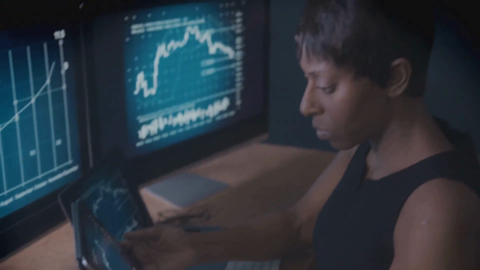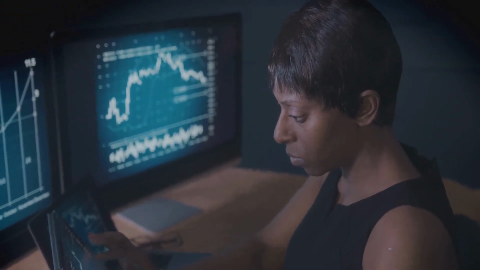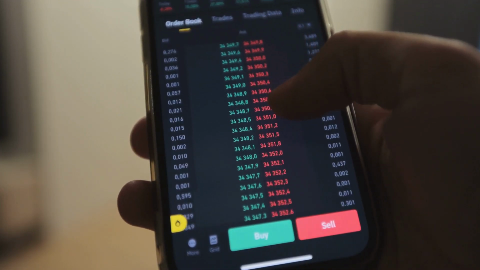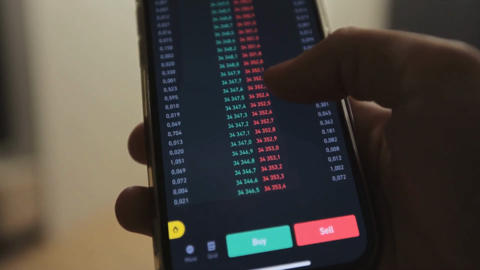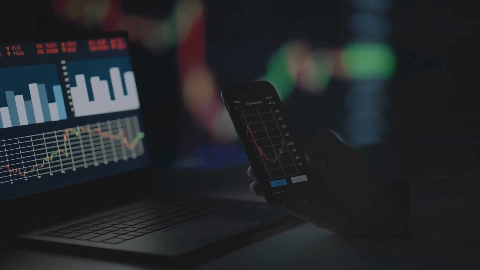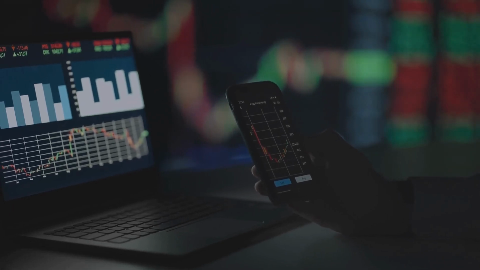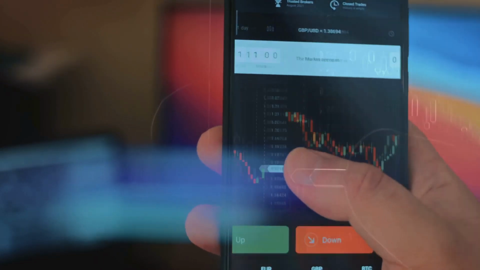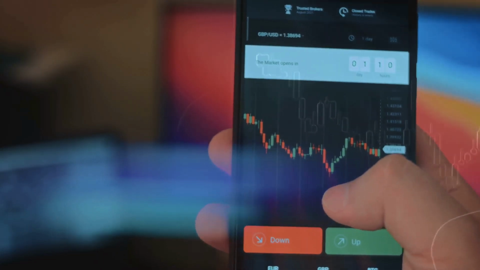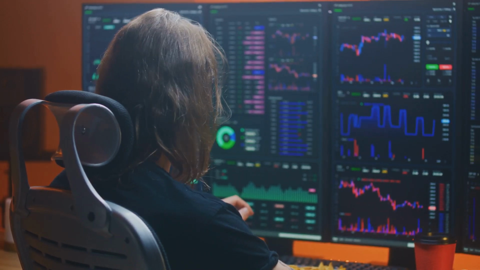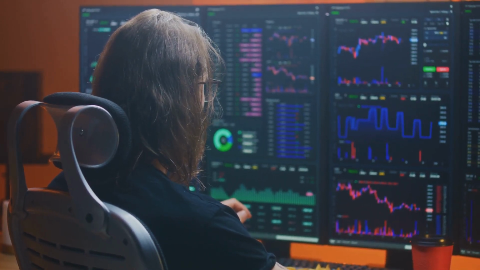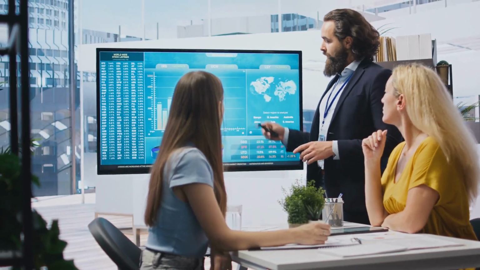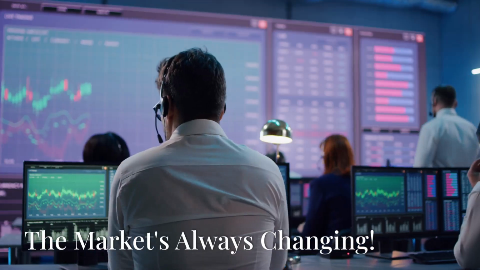Here are some best practices to keep in mind. Stay disciplined. Stick to your trading plan and avoid making impulsive decisions based on emotions or market noise. Do your homework. Thoroughly research and analyze potential trades before investing your hard-earned money. Manage your risk. Protect your capital with stop-loss orders, position sizing, and diversification. Stay informed. Keep up to date on market trends, news, and events that could impact your trades. Be patient. Successful trading takes time, discipline, and a long-term perspective.